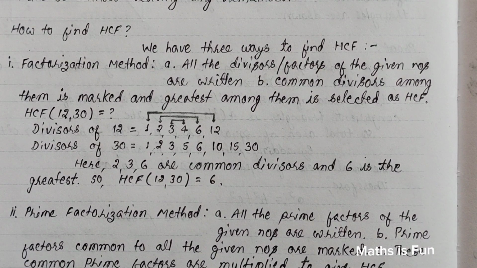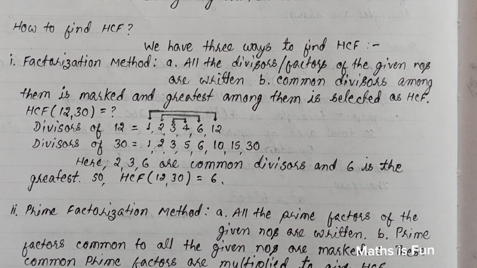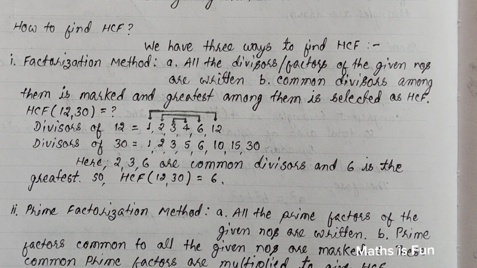Now friends, we have known what is HCF. So our question is, how do we find HCF? We have three ways to find HCF. Number one is factorization method, number two is prime factorization method, and number three is division method. First we will go to the factorization method.